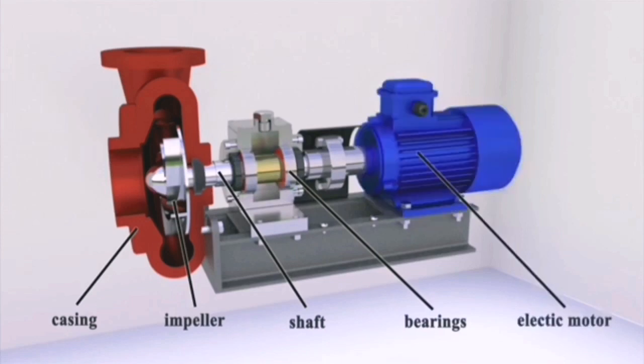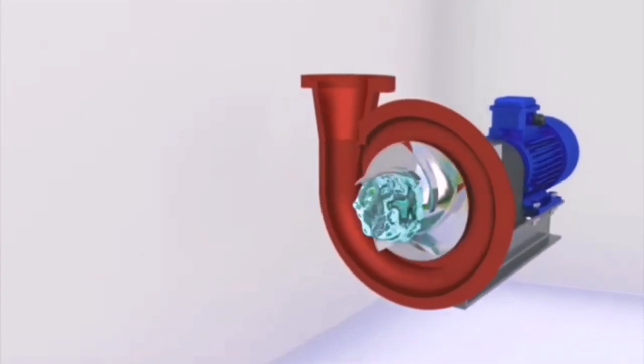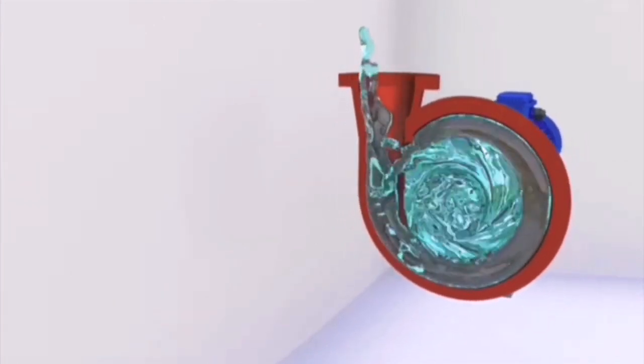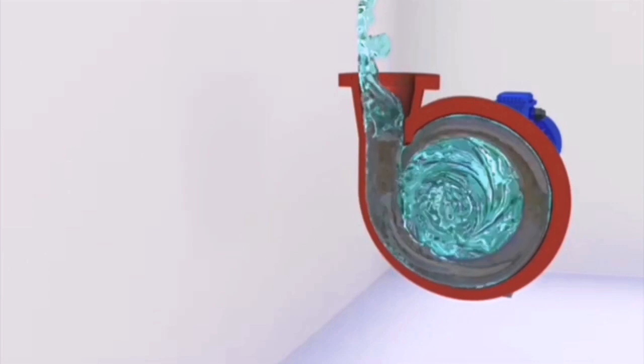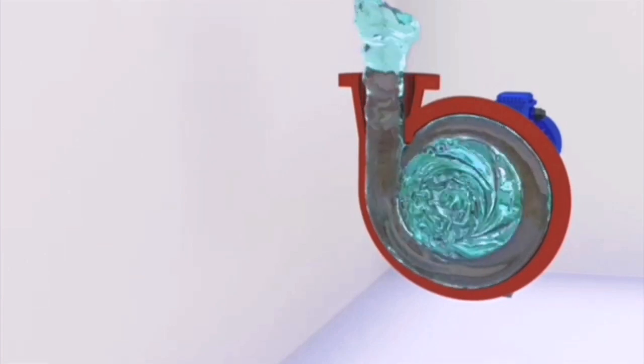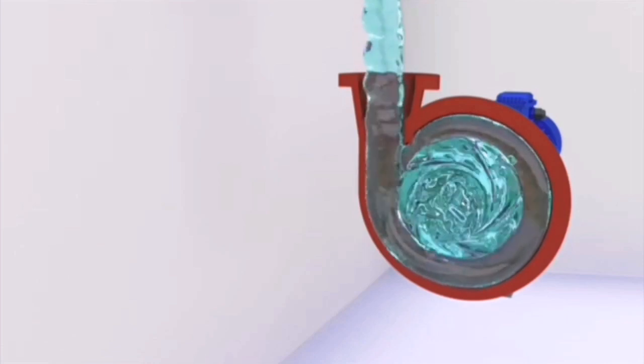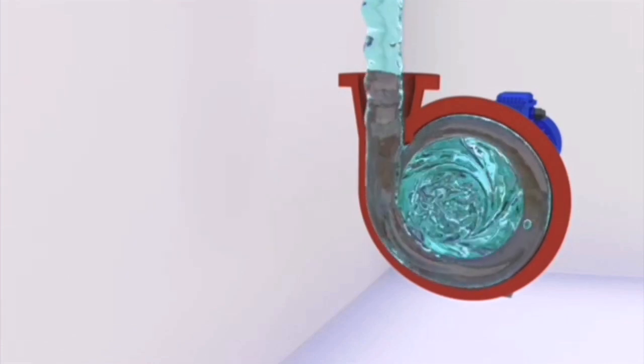speed. As the impeller rotates, centrifugal force pushes liquid outward from the center, or eye, of the impeller. This increases the liquid velocity and creates a low pressure zone at the eye of the impeller, which allows more liquid to flow into the pump through the suction inlet.